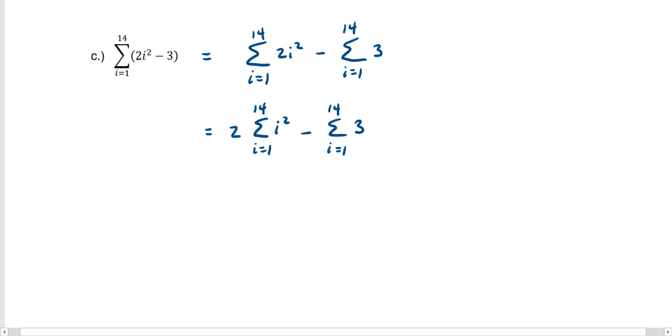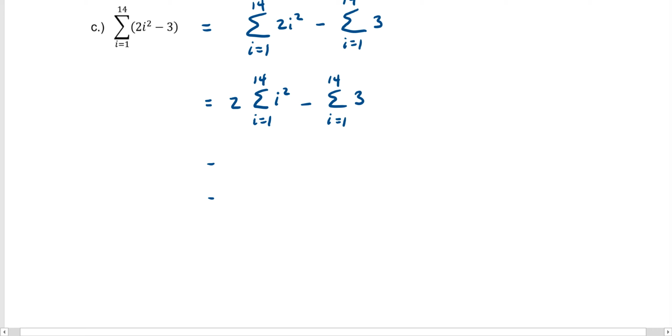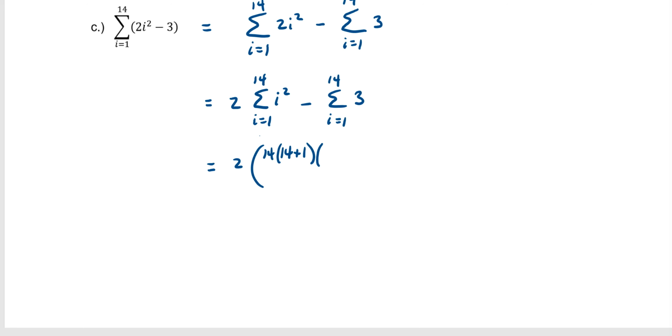And we're going to have 2 times, and using the shortcut for this i squared one, the shortcut's going to end up being n times n plus 1, so 14 times 14 plus 1, times 2n plus 1, so 2 times 14 plus 1. So that's pretty messy, but not too bad. Divided by 6. Minus the shortcut for the other one was 14 times 3.